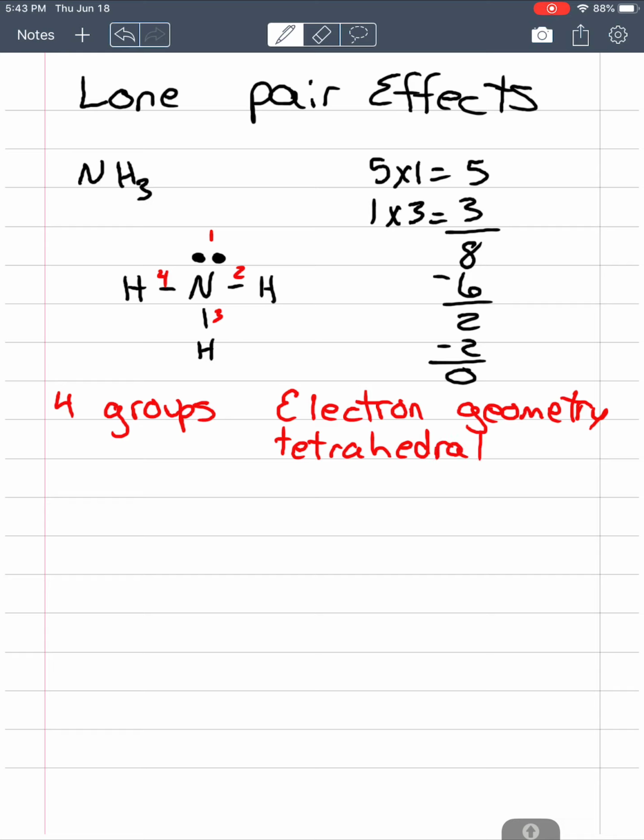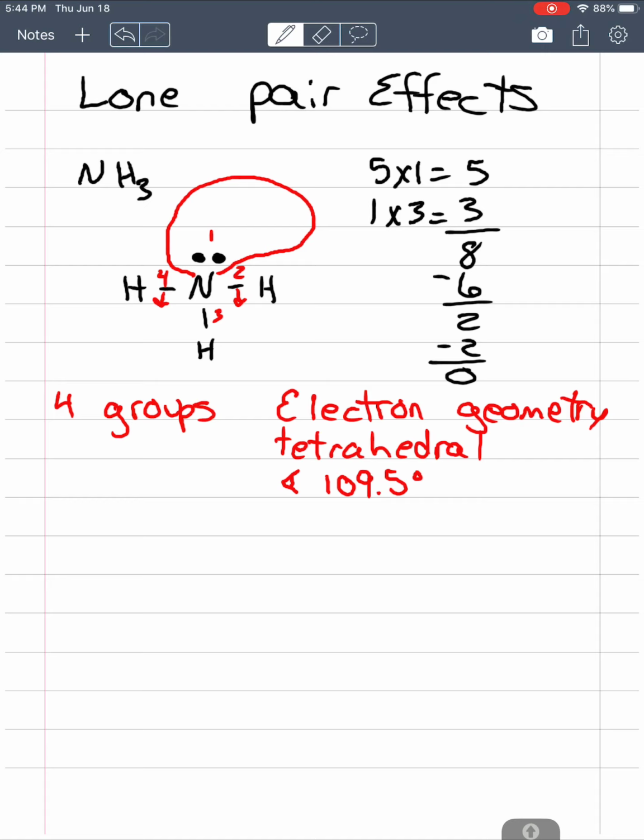But the lone pair affects the angle because the lone pair has nothing attached to it, so it kind of takes up more space and it pushes the hydrogens closer together. So the angle is less than 109.5 because of the lone pair.